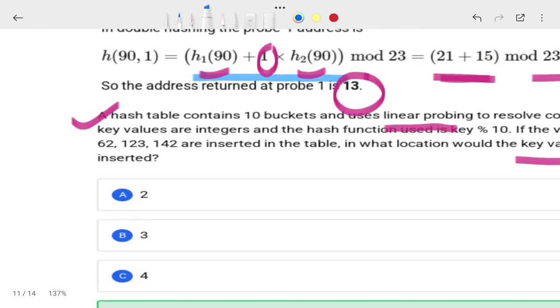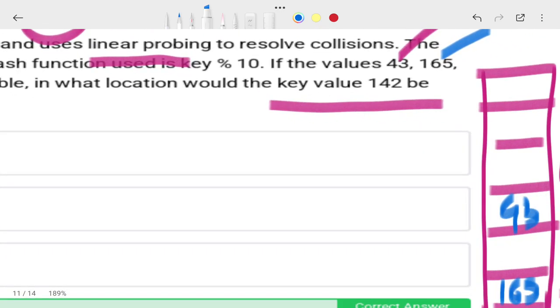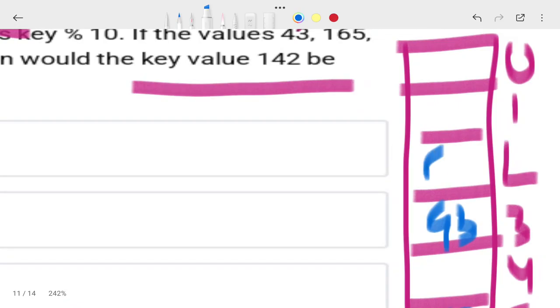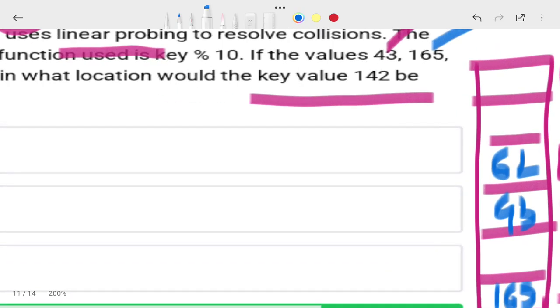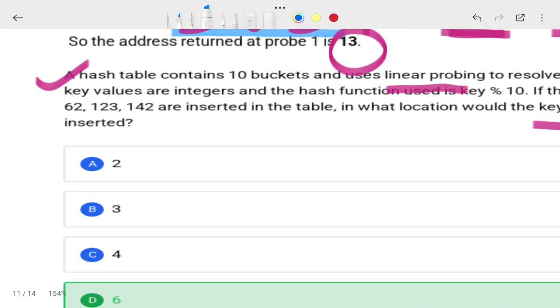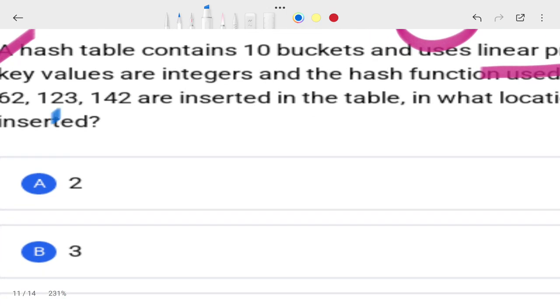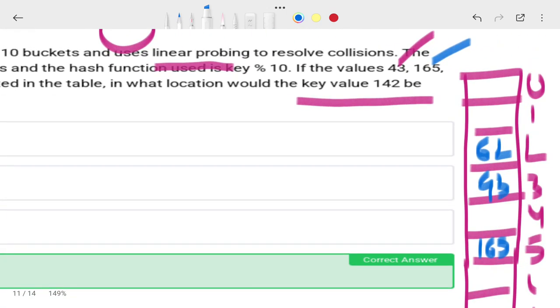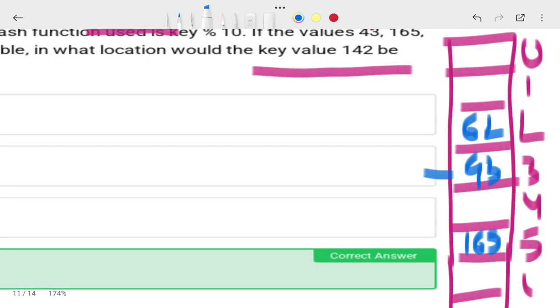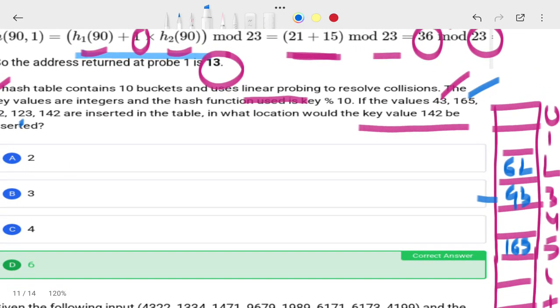Now next 62. 62 divided by 10 is equal to 2. So 62 I will place here. Done. Now next 123. 123 divided by 10 is equal to 3. This is 3. 3 is already occupied. What I will do?